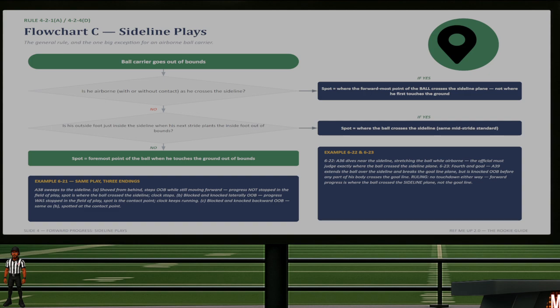His progress was stopped in the field of play, so the spot is the point of contact, and the clock keeps running. In version C, he's blocked and knocked backward out of bounds, same result, spotted at the point of contact. Examples 6-22 and 6-23 round this out.